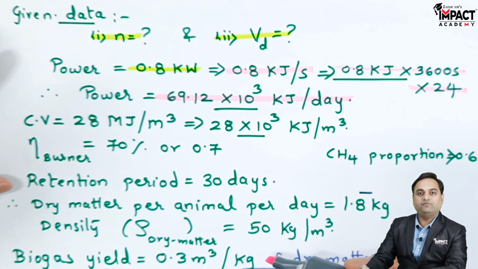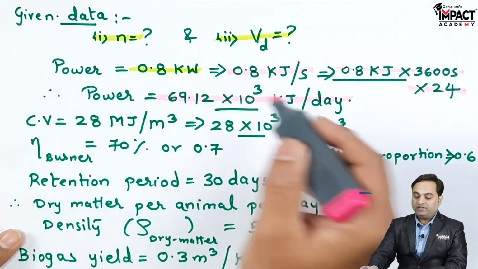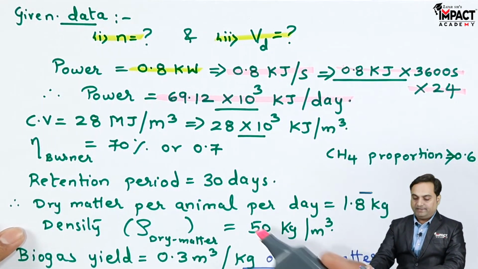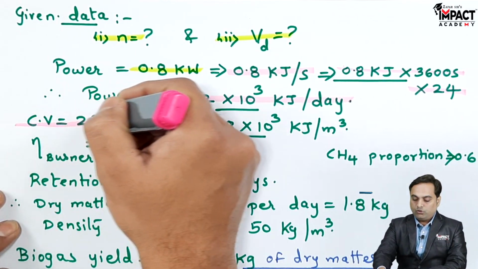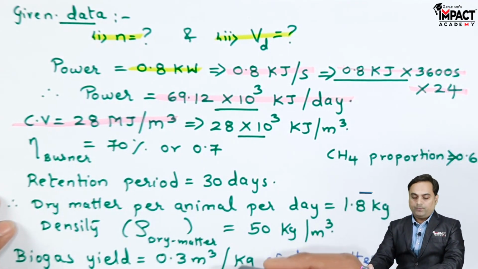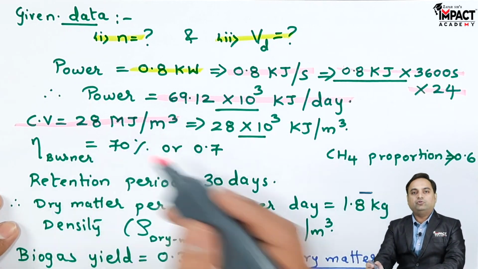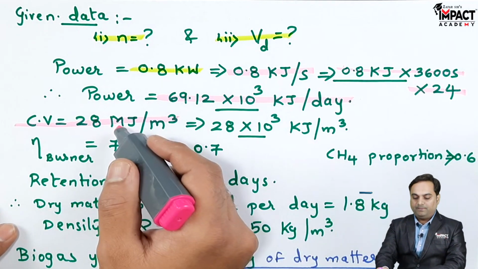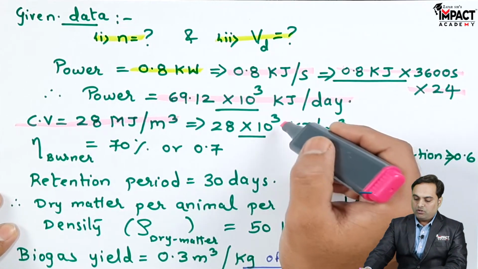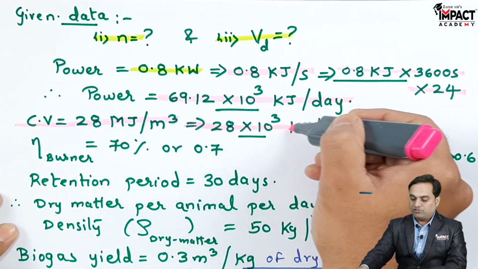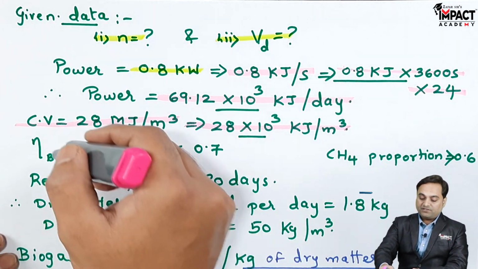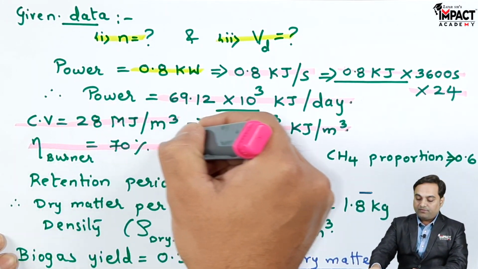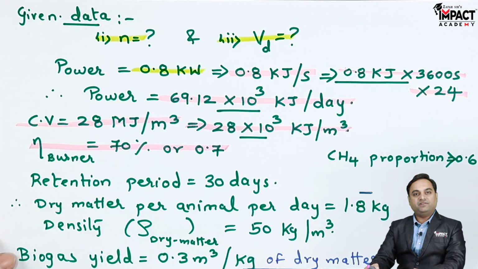This is the unit which we want. Kilowatt is to be converted in kilojoule per day. Then CV, the calorific value of methane, is given 28 megajoule per meter cube. So for megajoule we have to convert it in terms of kilojoule. Simply multiply it with 1000. So multiplying this with 1000 or 10 raised to 3 gives me the answer in kilojoule per meter cube. Next, burner efficiency is given 70%, or we can say 0.7.